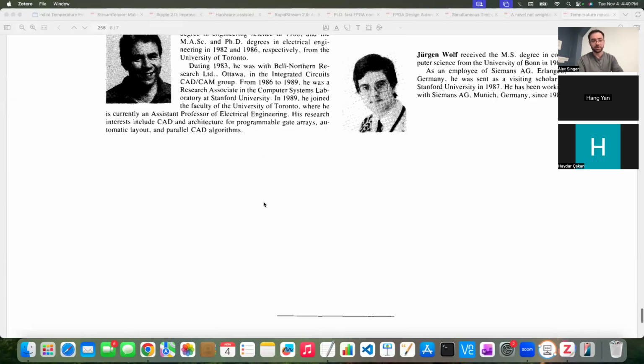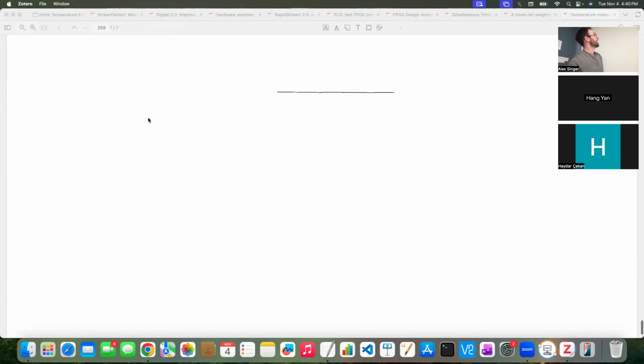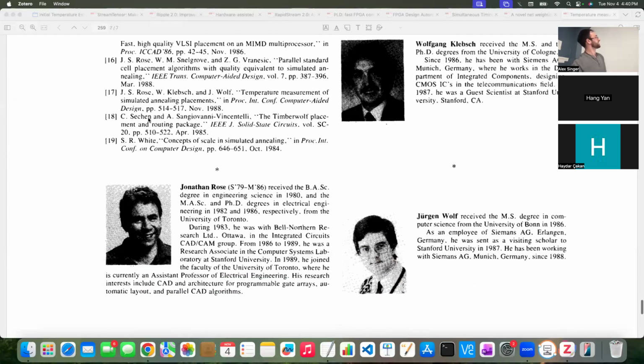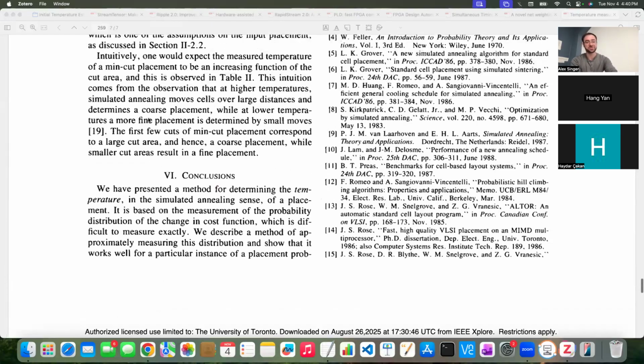I always love these papers because you get like this hyper compressed version of Professor Rose, and it's always the same picture too. So it's really fun to find, just because this was photocopied.